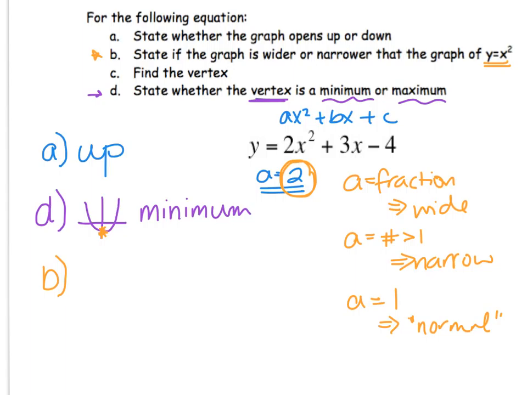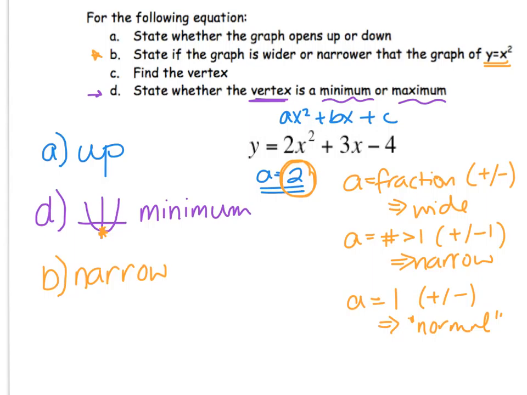Now, this is true if they're positive or negative. In any case, positive or negative 1 is normal. And so we can look at our A. We see it's a 2, so that'd be greater than 1, or it could be a negative 2. And that means that our graph is going to be very narrow. If you don't know, you could always graph it to double check.